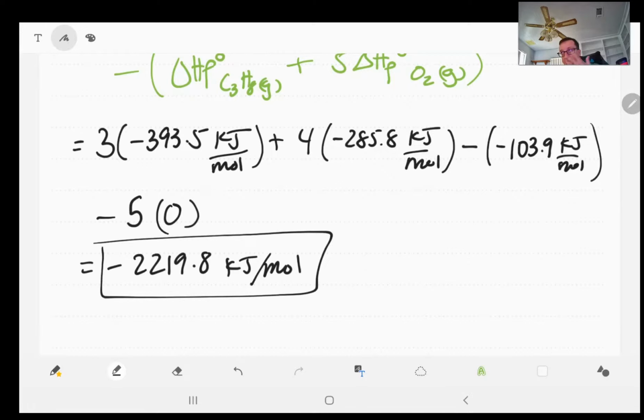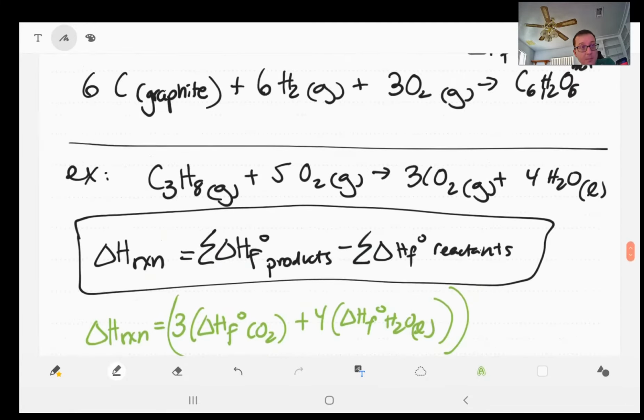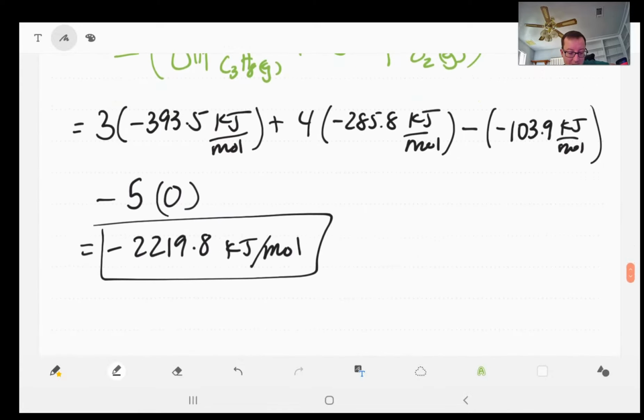And thinking about it, does this number make sense for us? Probably, because it's a combustion reaction. We would expect this to be producing a lot of heat, so it's a high negative number. Or rather, a low negative number, but in magnitude, it's a big negative number. So highly exothermic. Makes sense for us.